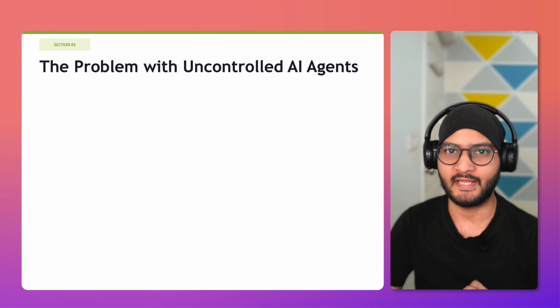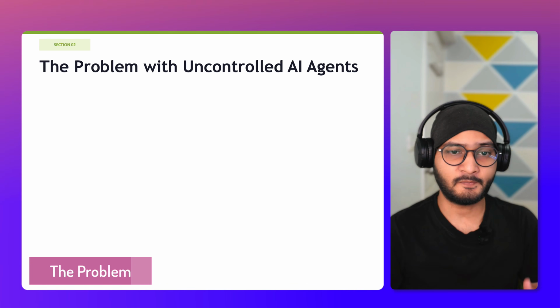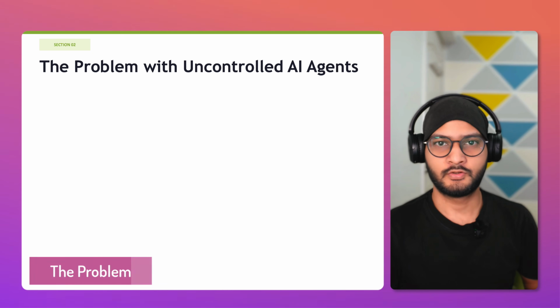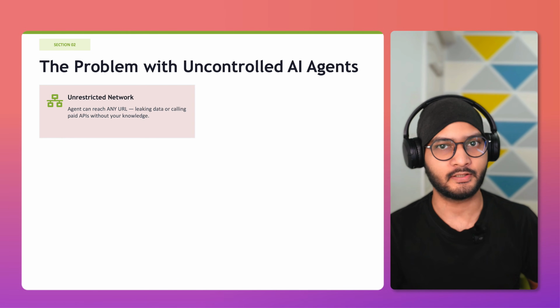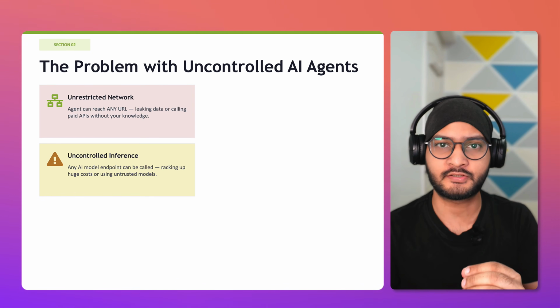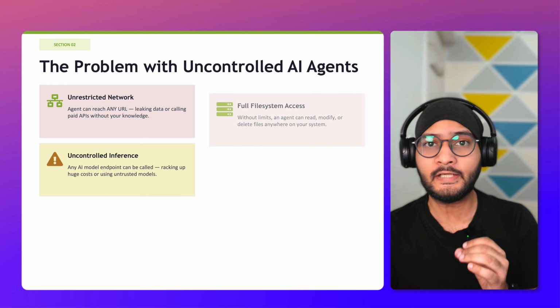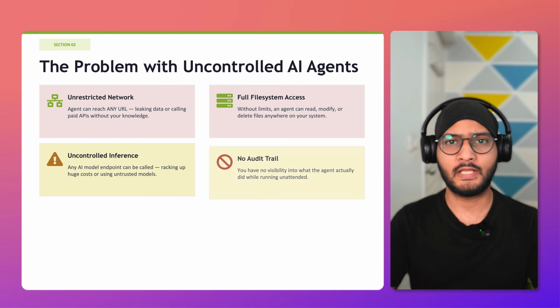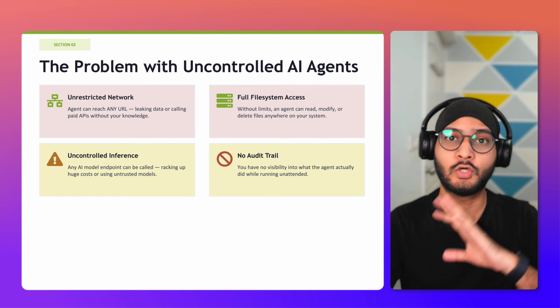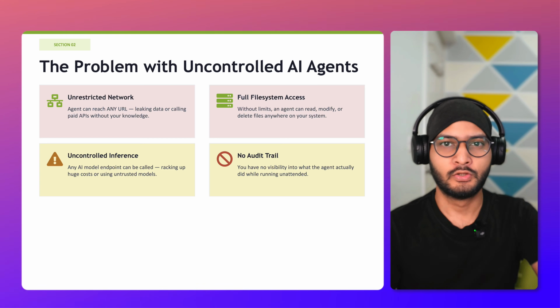So here comes the next question. Why do we need that? The problem with an uncontrolled AI agent is your agent can hit any URL on the internet. Call paid APIs that rack up charges you'll never see coming. Read or delete files anywhere on your machine. Call any AI model it wants. And the whole time, no record, no audit trail.